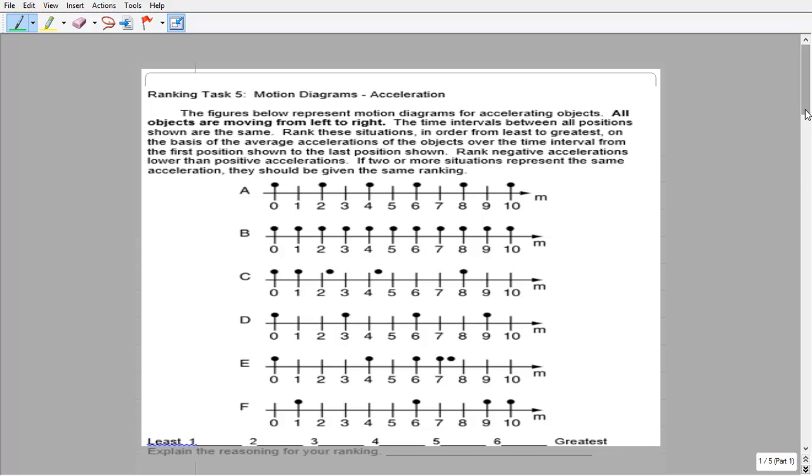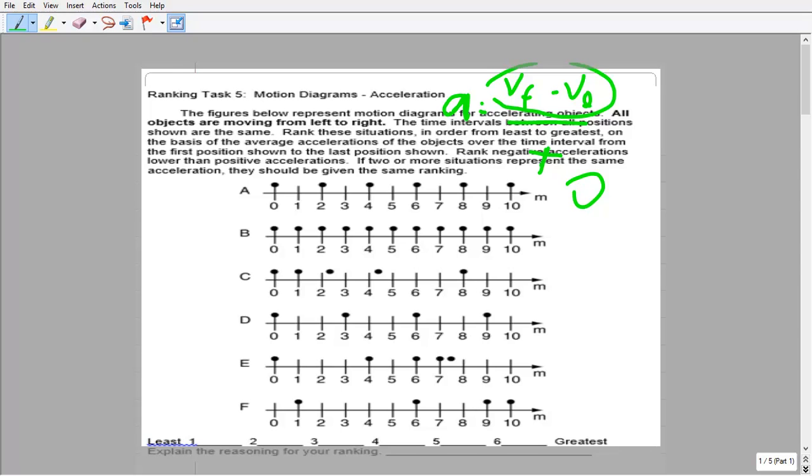Notice in A, what do you notice about A? Do you see a bunch of dots that are evenly spaced? What kind of motion is associated with a motion diagram where your dots are evenly spaced? An object that's moving at a constant velocity. Remember that acceleration is change in velocity, final velocity minus initial velocity, divided by time. Notice in A, is your velocity changing? If it's not, then what happens up here? What happens to your numerator? Isn't it 0? An object that's moving at a constant velocity has an acceleration of 0.